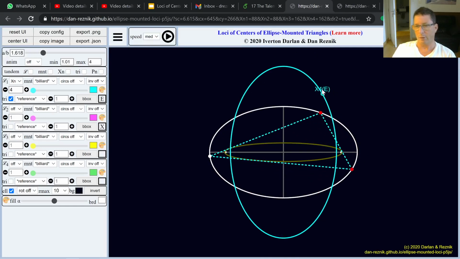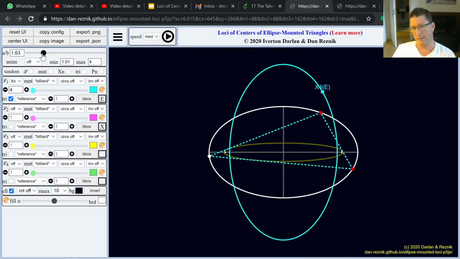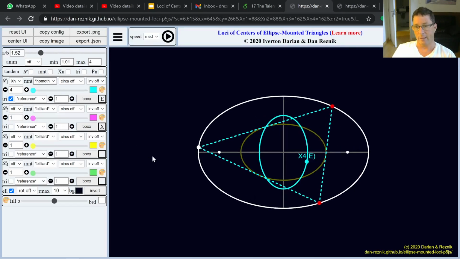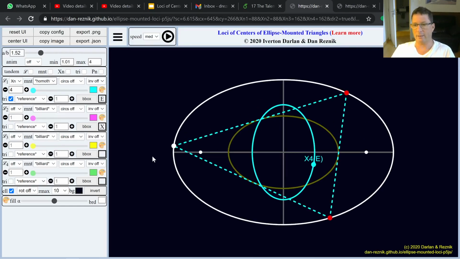So for example, the orthocenter is an ellipse. I can change the A over B of my elliptic billiard, or of my generating ellipse. And I can, for example, change the family of triangles. So I'm looking at the elliptic billiard family here, so I can change it to the homothetic family by clicking here. Then it turns out that the locus of the orthocenter in the homothetic case is also an ellipse. Okay, and then we can actually span all the way to 1000 here.